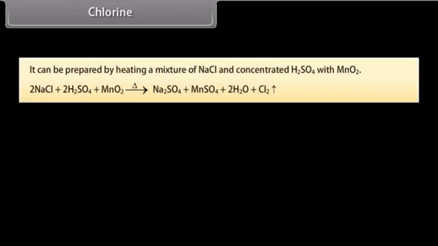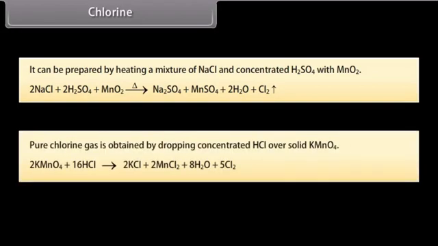It can be prepared by heating a mixture of NaCl and concentrated H₂SO₄ with MnO₂. The gas is passed through water to remove HCl and then dried by passing through concentrated H₂SO₄. Pure chlorine gas is obtained by dropping concentrated HCl over solid KMnO₄.